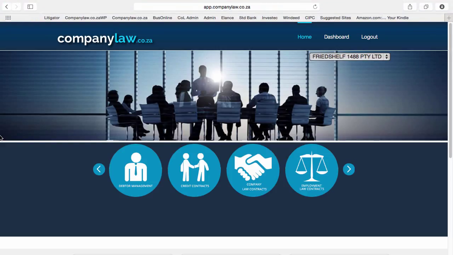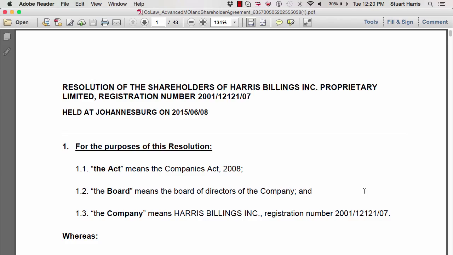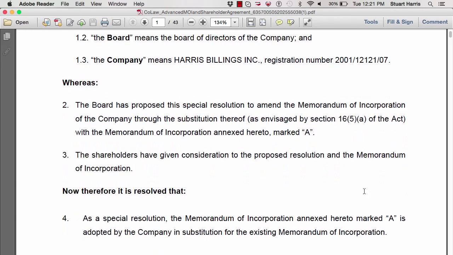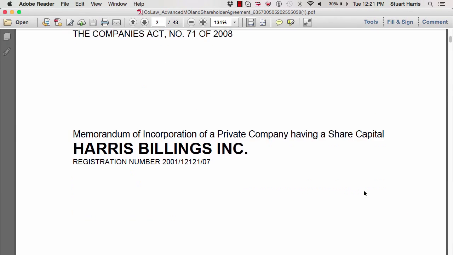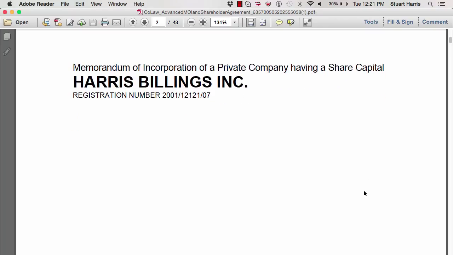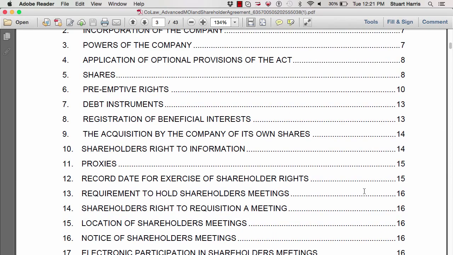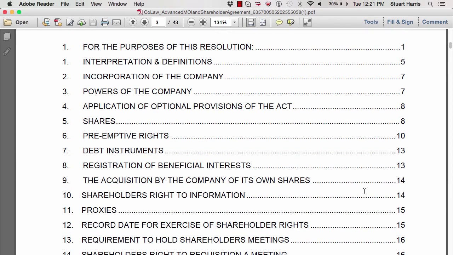The drafting of the documents has taken us a little over 5 minutes, a fraction of the time that it would typically take a corporate lawyer to draft these documents. Let's take a look at the PDF version of the document that's been created. It comprises the special resolution, the Memorandum of Incorporation, and the shareholders agreement. The PDF comprises 43 pages, and the document is accurate in terms of the most recent developments in company law.